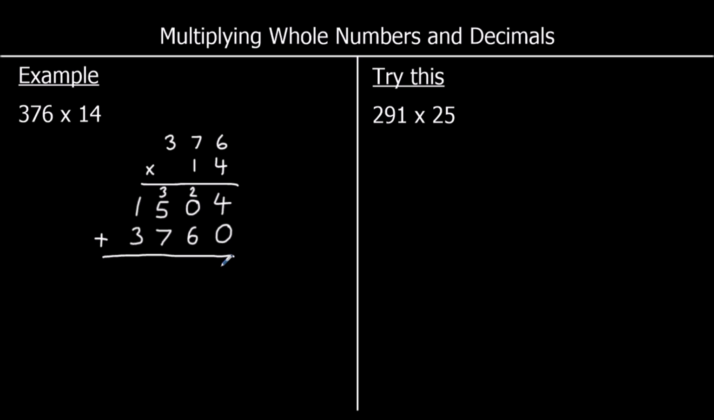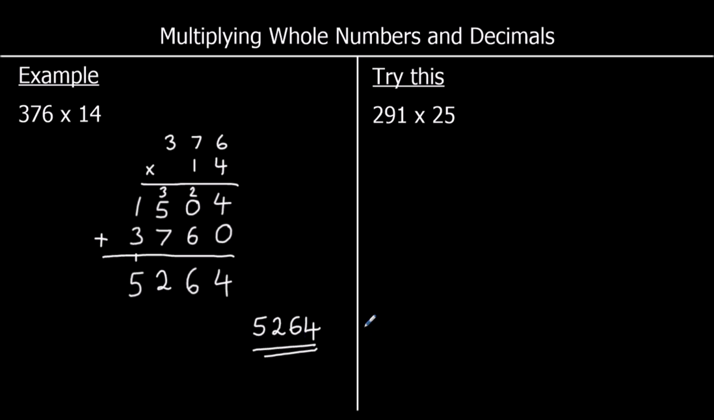4 plus 0 is 4. 0 plus 6 in the tens is 6. 5 plus 7 is 12 in the hundreds. So 2 goes into the hundreds and 1 carries over to the thousands. And I've got 1 plus 3 plus 1, which is 5 in the thousands. So I've got 5,264.